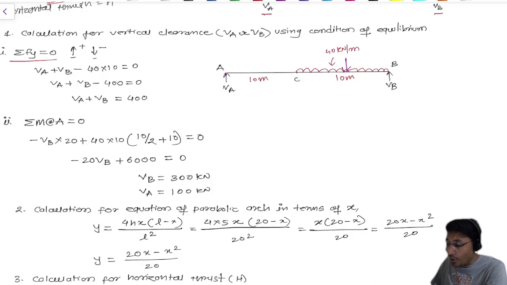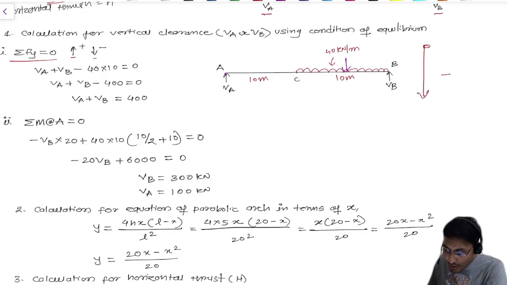Why 10? Because when there is a UDL and we want to convert the UDL into a point load, we need to multiply it by that distance. So 40 into 10, where 10 is the distance. If only a point load is mentioned, there is no worry about it, just put in whatever load is given. But if a UDL is given, you should look at what distance is mentioned there. So VA plus VB minus, why minus? Because the force is coming from top to bottom, which is in a negative sign.